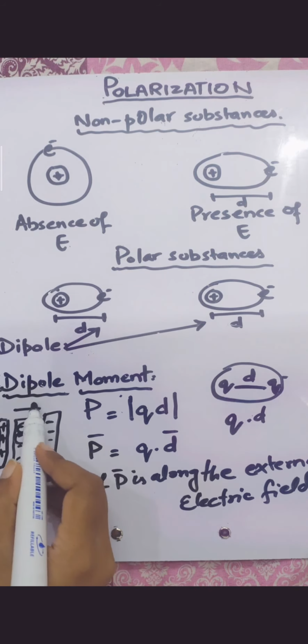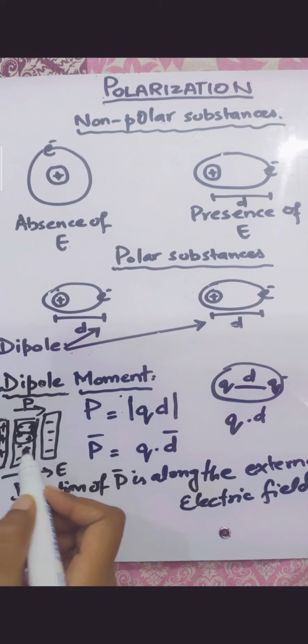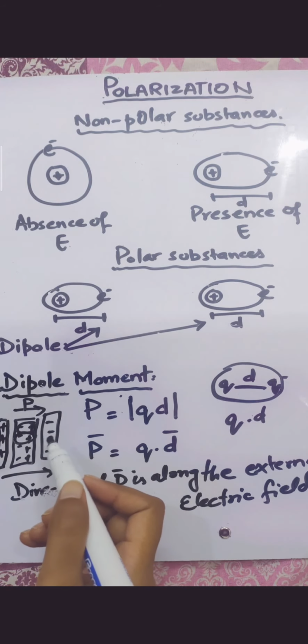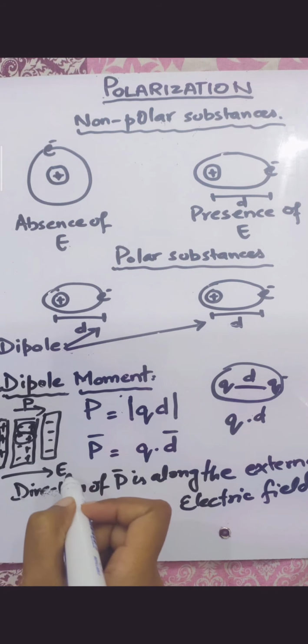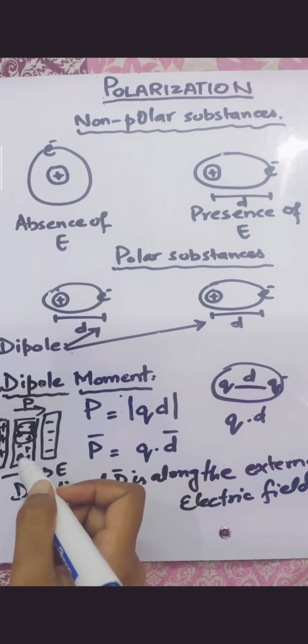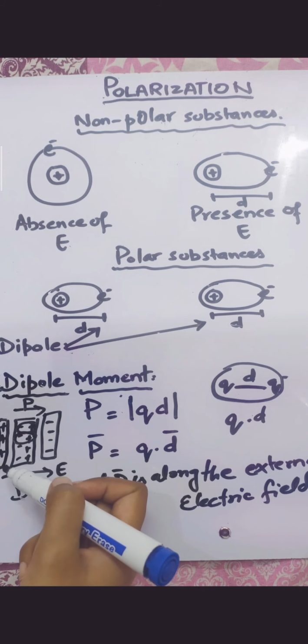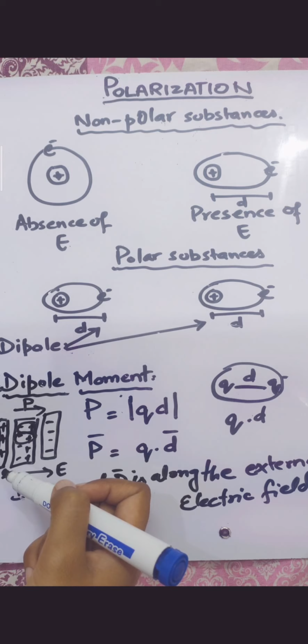So we say that the direction of dipole moment is always from negative to positive, right? This is the basic convention we use in physics, and the dipole moment's direction is from the negative to the positive one.